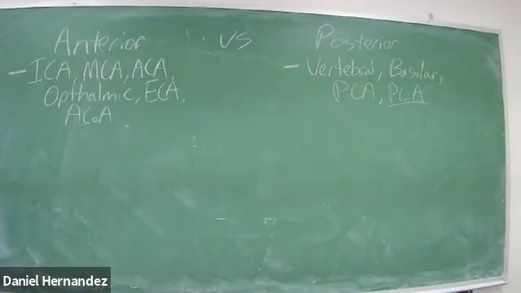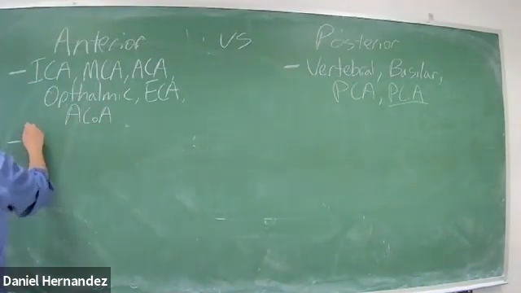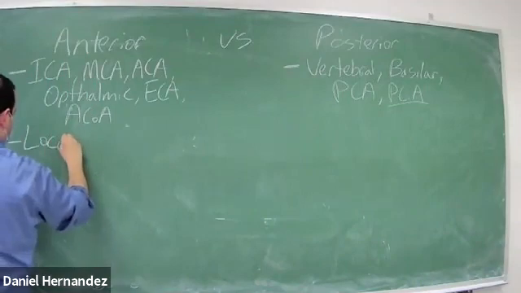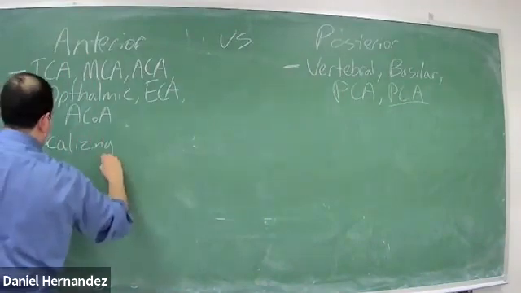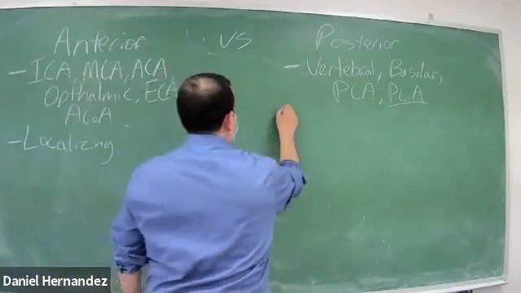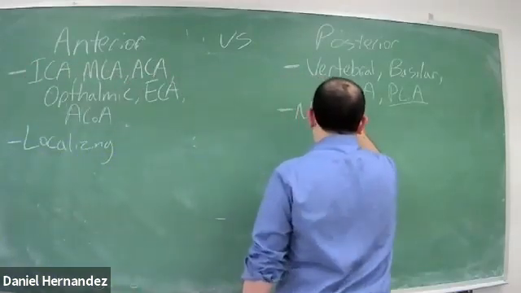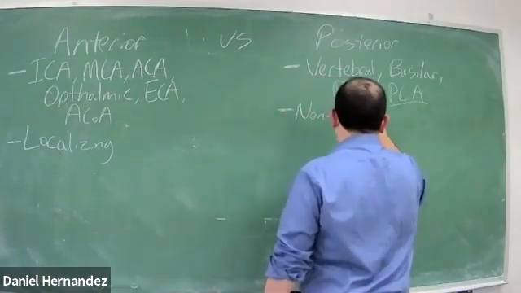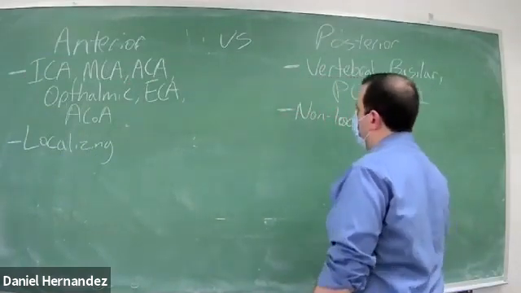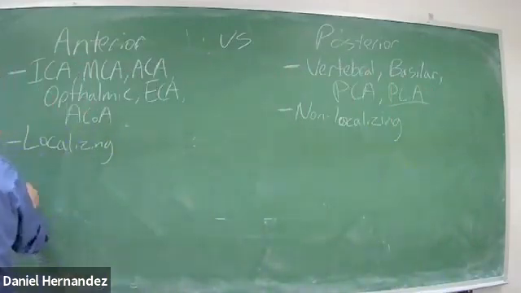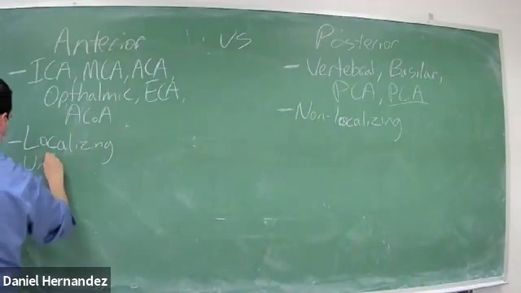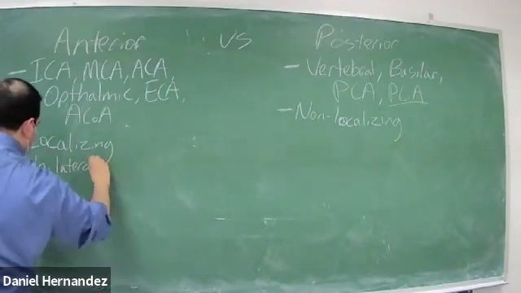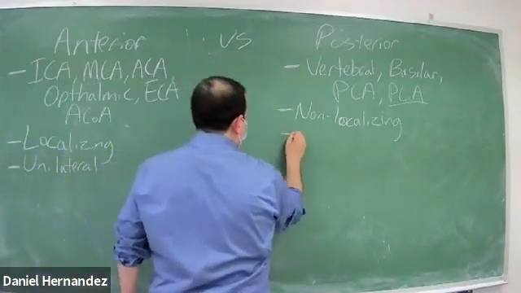All right, so for symptoms. Anterior symptoms are going to be localizing. Posterior is non-localizing. Anterior will be unilateral symptoms. Posterior will be bilateral symptoms.